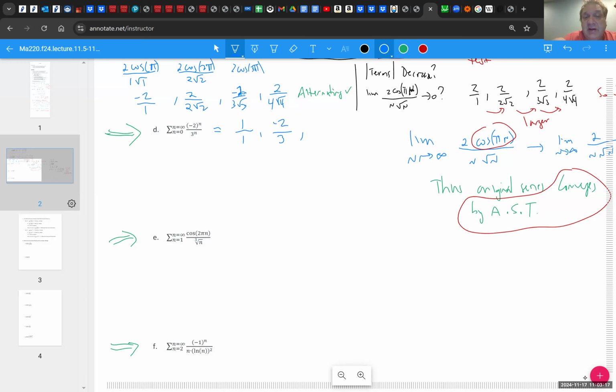For n equals 2, I get positive 4 over 9. And for n equals 3, I get negative 8 over 27. If you haven't done so, it's nice to verify that these are in fact the numbers. Okay, so what is going on here? Well, it's definitely alternating. So we've got the alternating part down. It's right here, alternating. Do the terms get smaller? Do the absolute values of the terms get smaller?